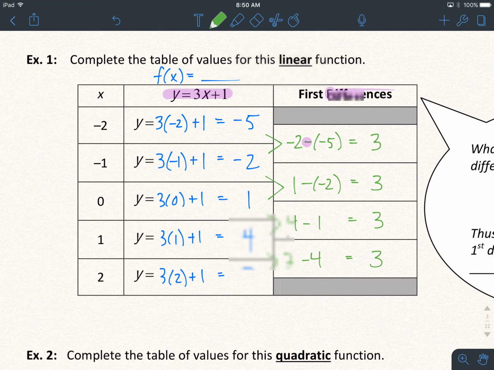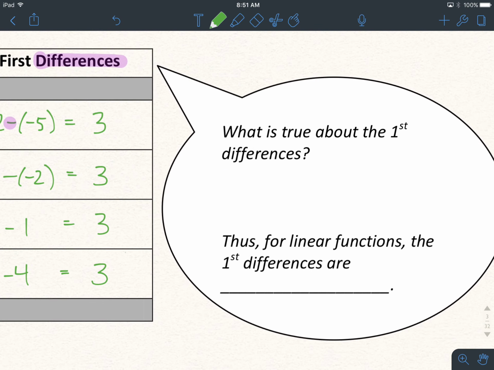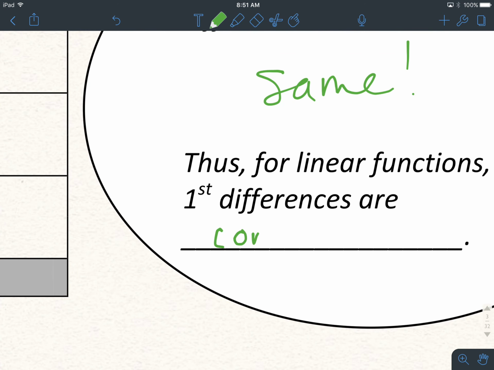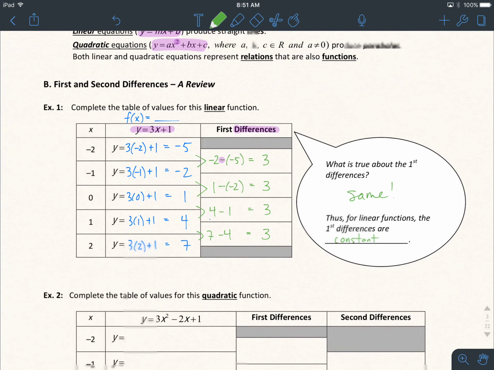So what do we know here? What is true about the first differences? They're the same. Thus, for linear functions, the first differences are constant. Constant is the word that we want to be using here. Constant first differences tell you that you're dealing with a linear function. So that's first differences. You can apply first differences to any table of values and get some insight into, more specifically, what you don't have. But in this case, because we ended up with constant first differences, 3, 3, 3, 3, we know this is going to be linear.